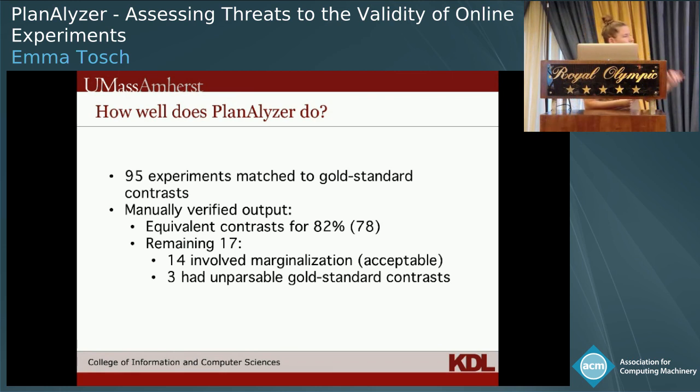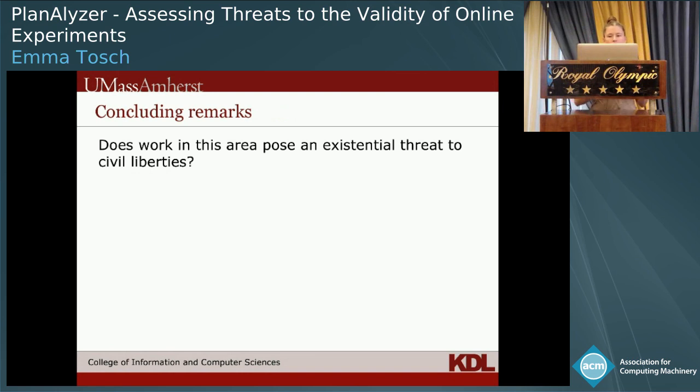But for the remaining 14, those were all cases where the set of treatments we had was actually very large, but people were interested in essentially marginalizing over it. We produce the full set of treatments, and we don't do the marginalization because actually creating all of these things is very expensive. So we're okay with that. Okay, so that's the overview of what we've done.